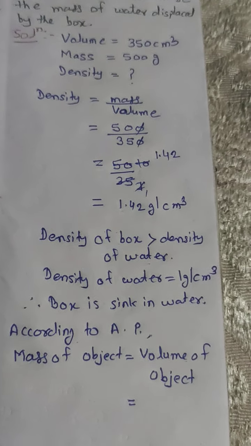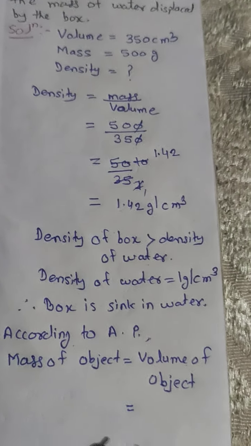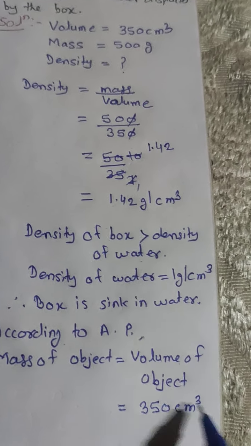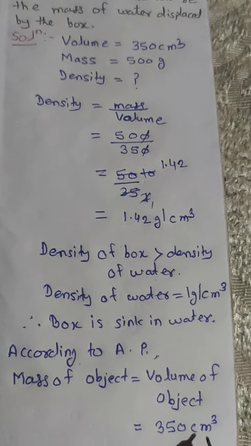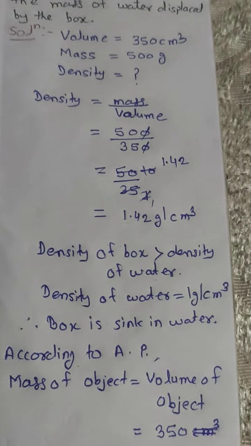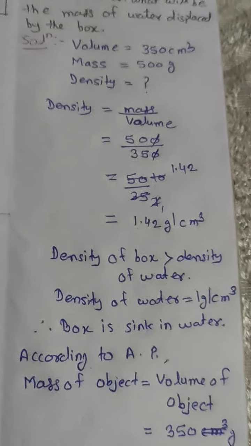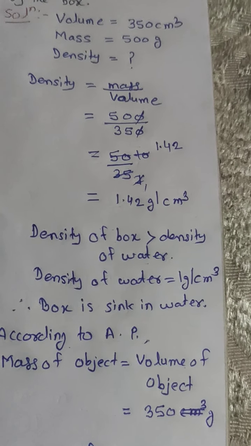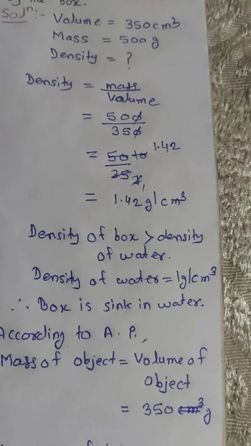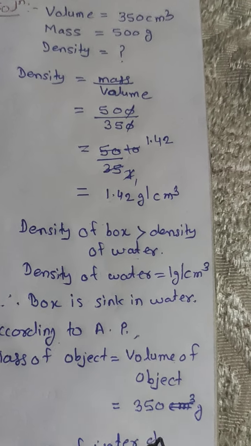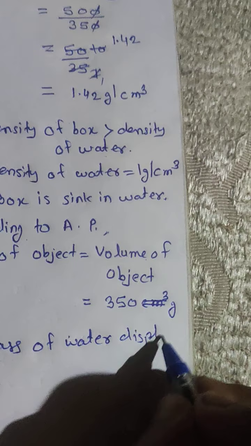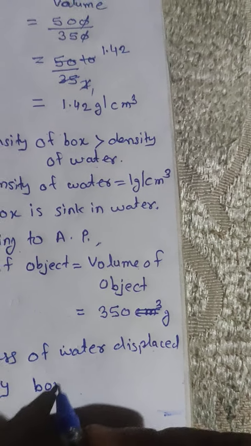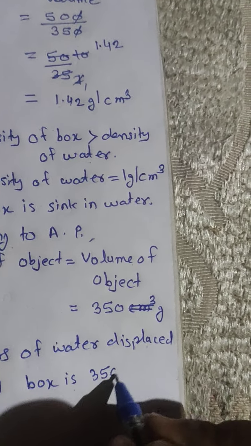See, in the question the volume is given 350 centimeter cube, so that's why the mass of displaced water is also 350. Sorry, not the centimeter cube, the unit of mass is gram or kilogram. So we got our answer. Therefore the mass of water displaced by the box is 350 grams.